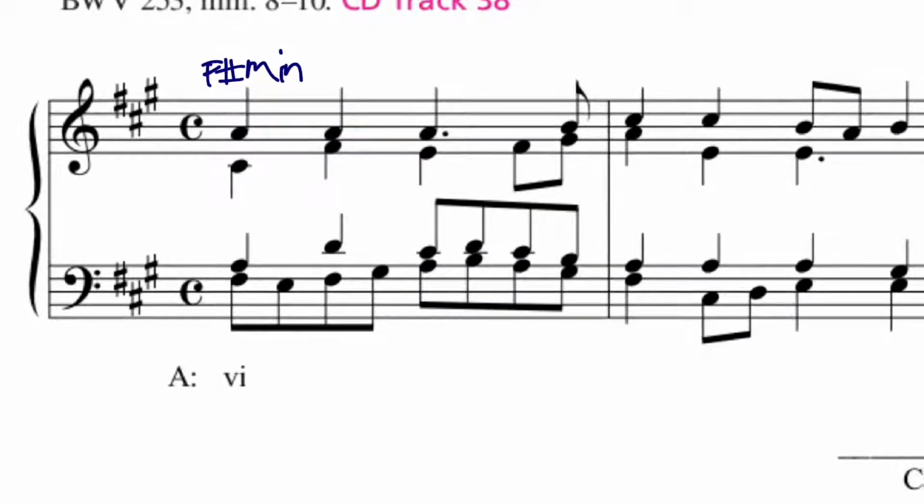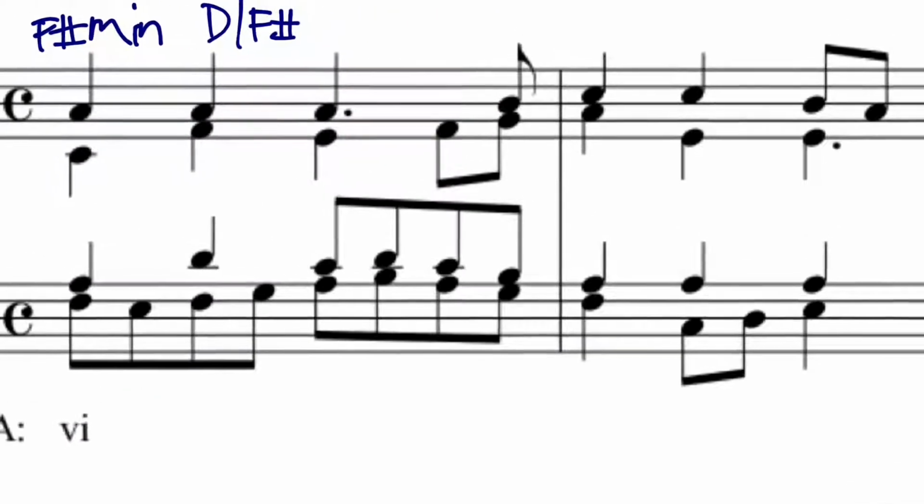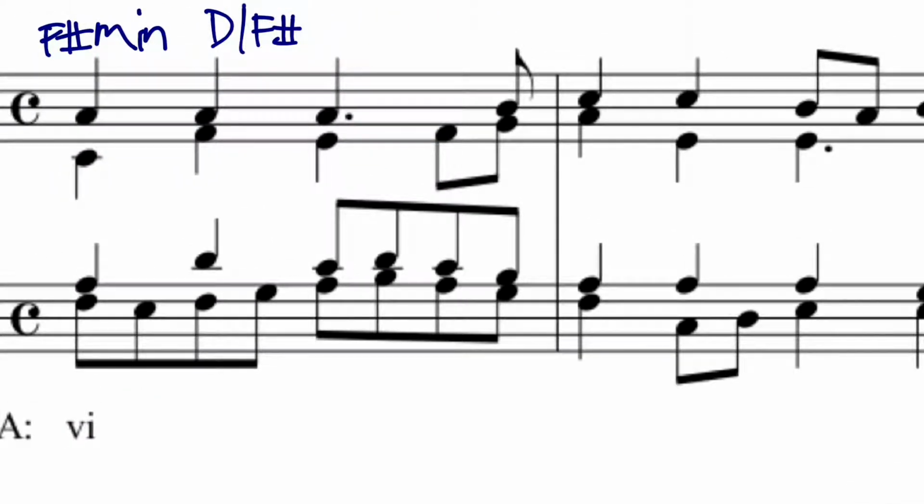Okay. Next one, we have D, F sharp, A. So I have a D chord, and it has an F sharp at the bottom. We'll go through the Roman numerals in afterwards. Next we have here A, C sharp, E, so it's an A chord.